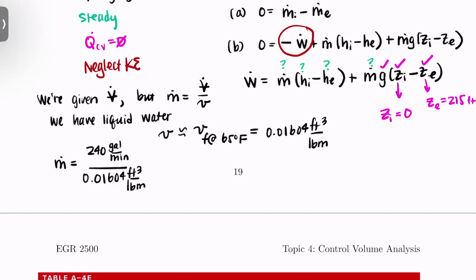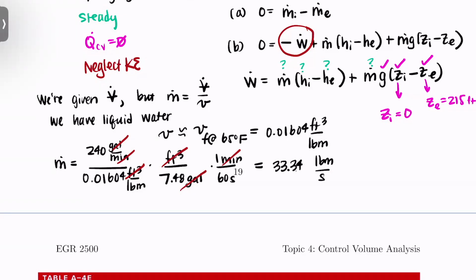All right, so I need to convert this gallons per minute into cubic feet per second. So I'm going to do the following conversion. I'm going to multiply this by 7.48 gallons in each cubic foot. And I have that there are 60 seconds in a minute. And so when I do this, I can get rid of the minutes, the gallons, and the cubic feet. And I end up with 33.34 pounds of mass per second. Okay.